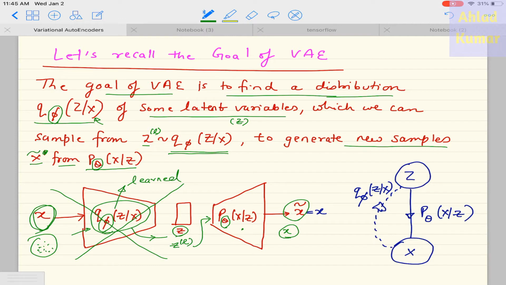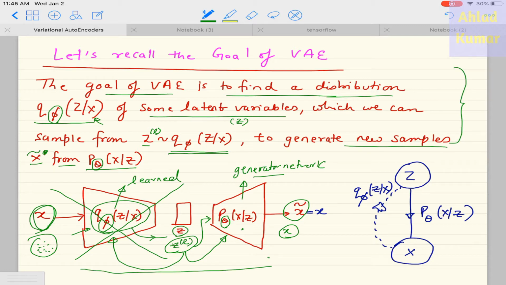Once that is done, we will sample z^L from the learned distribution q_phi(z|x), and the sampled values of z^L will be fed into this generator network. This is also called a generator network because it generates new samples. So this is the goal of our variational autoencoders.